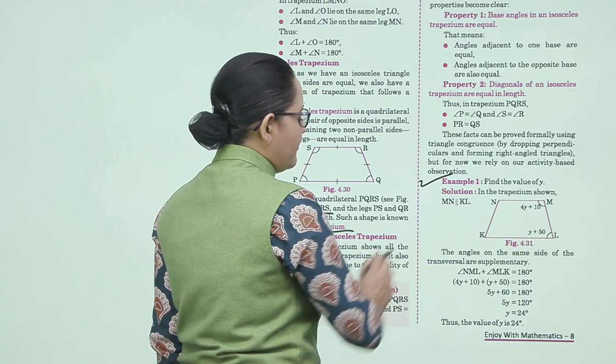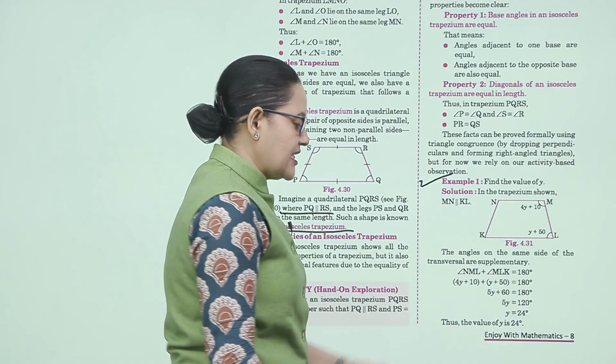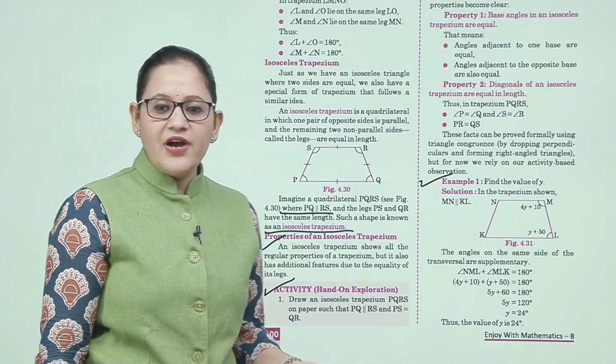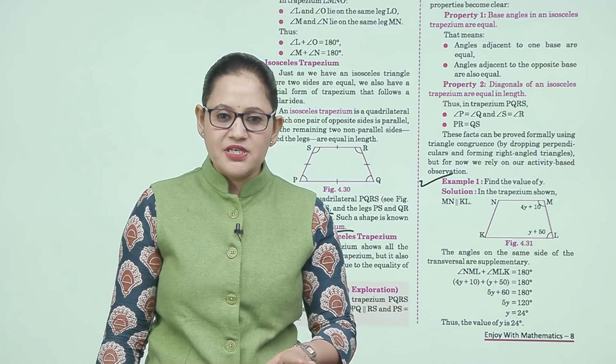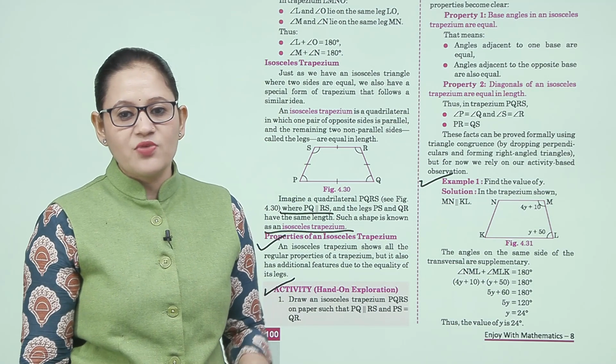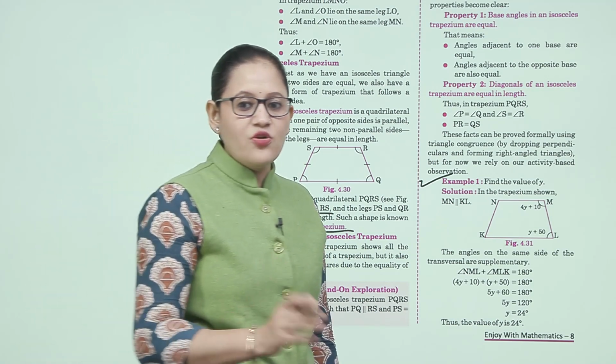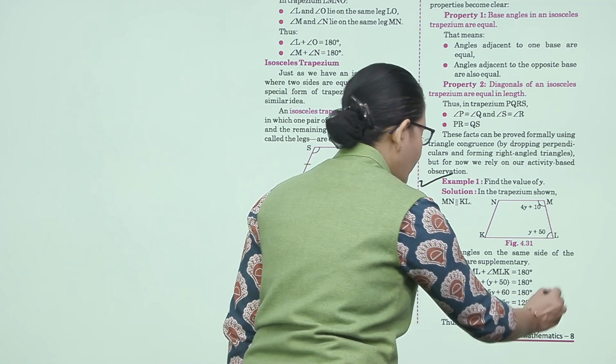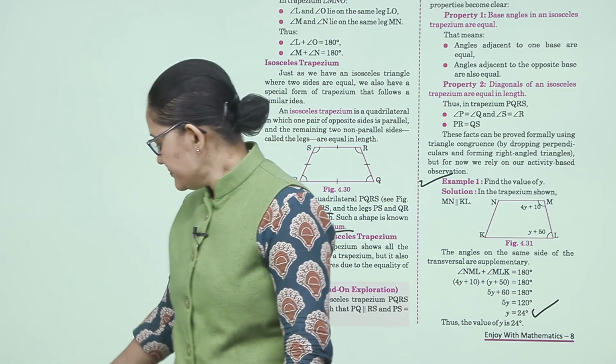4y plus y is 5y, 50 plus 10 is 60, equals 180 degrees. So, 5y equals 180 minus 60, 120. y equals 120 divided by 5, that is 24 degrees. Thus, the value of y is 24 degrees. Clear?